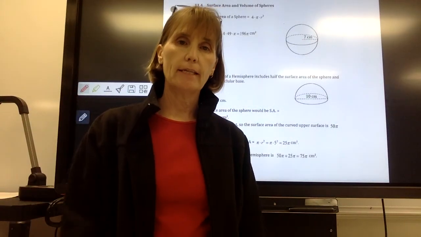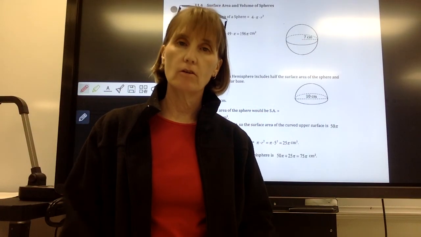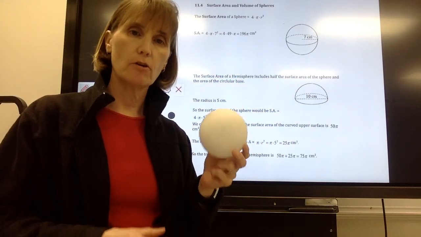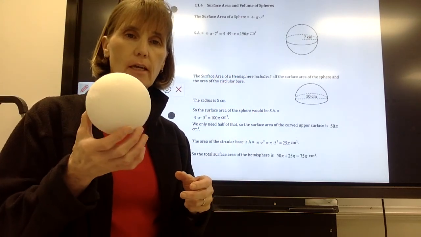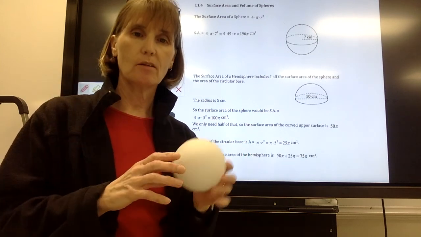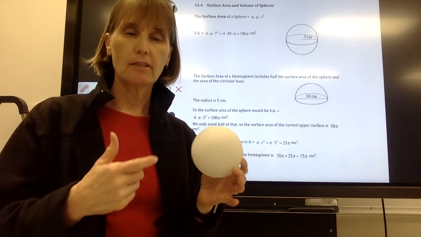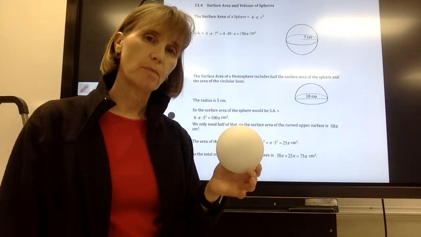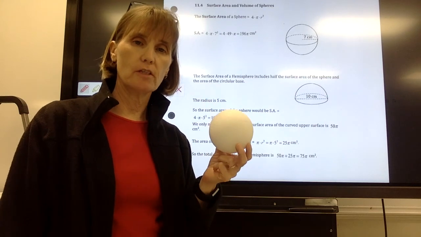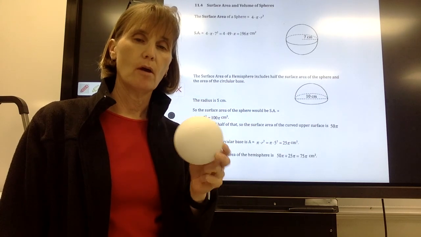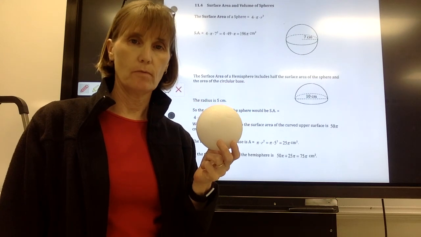Okay, the very last section of the year, 11.4, we're going to talk about a sphere. And a sphere is a three-dimensional circle. It's a ball. Lots of different things that you come in contact with are spheres. We're going to include the surface area of the sphere and the volume of the sphere in the same unit. But we're talking about a sphere, okay?